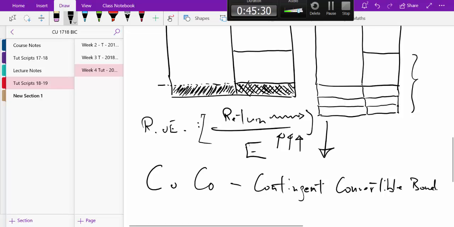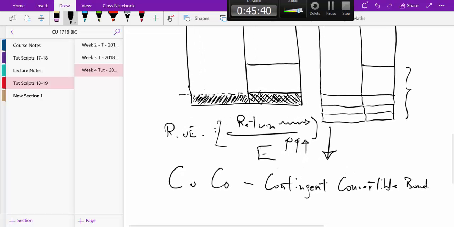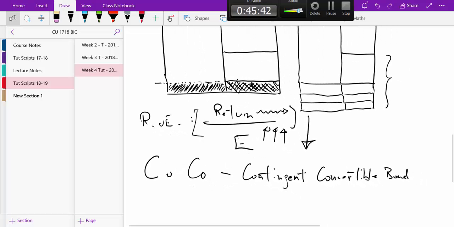I think it is a sign that bankers actually are very creative people. And when there's a problem, they try to come up with a solution. And this was a solution that regulators found acceptable.